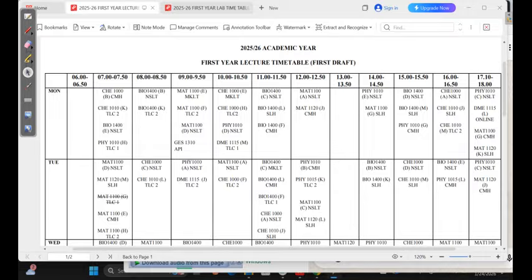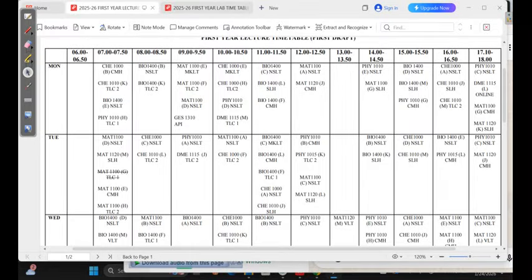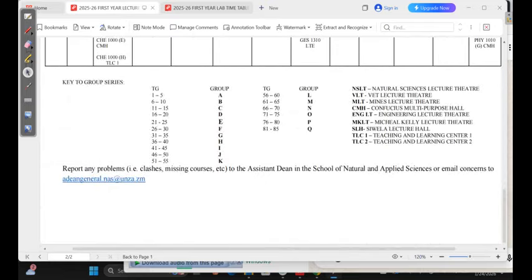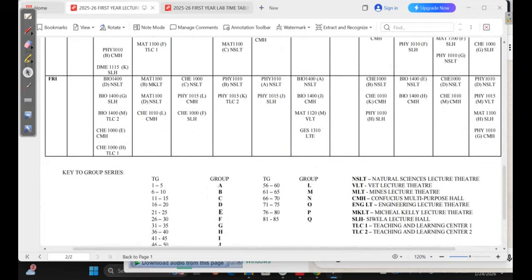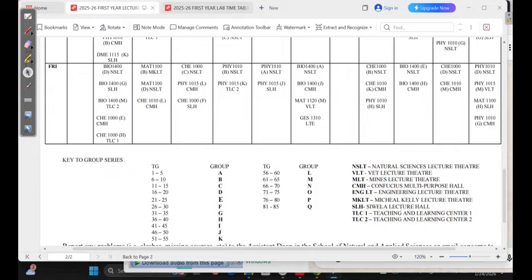So this timetable, if you scroll down, you'll be able to see that we have got TG1 all the way to TG5. You belong to group A. So they're not going to tell you, Benjamin, you belong to group A. If you know that you are in TG1, 2, 3, 4, 5, your group is group A. If you are in TG6, 7, 8, 9, 10, you belong to group B. That's how it is. You can clearly see here, down here.